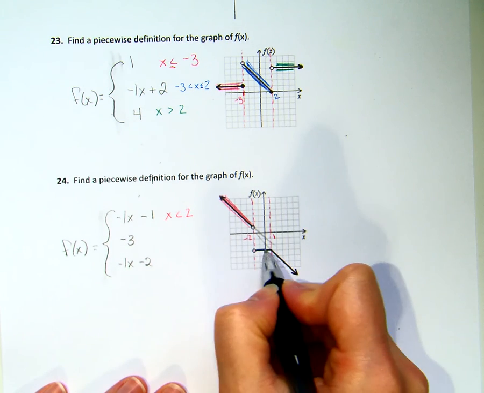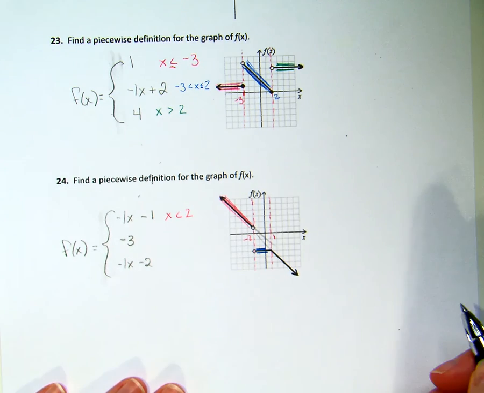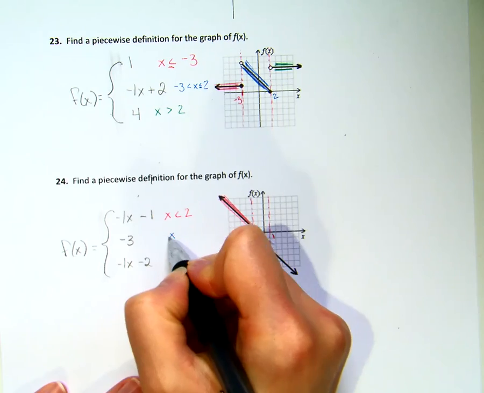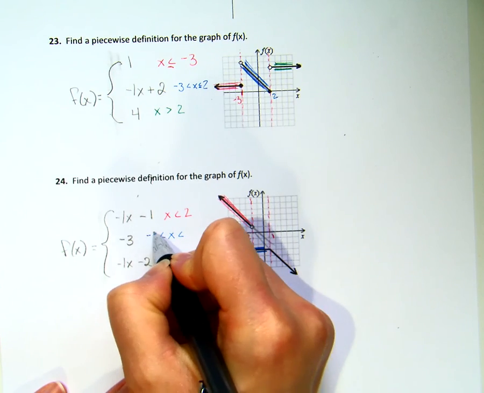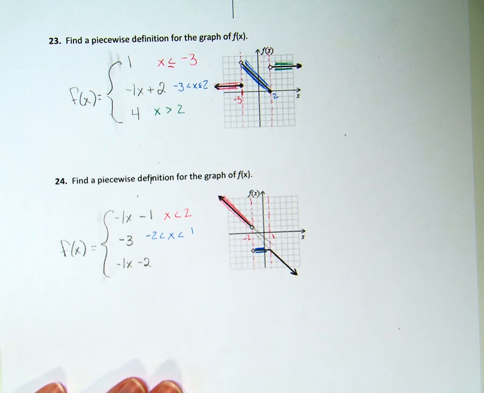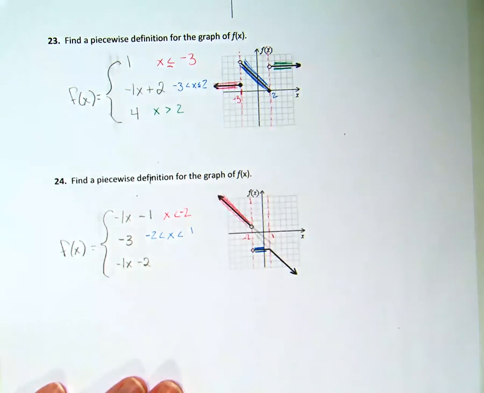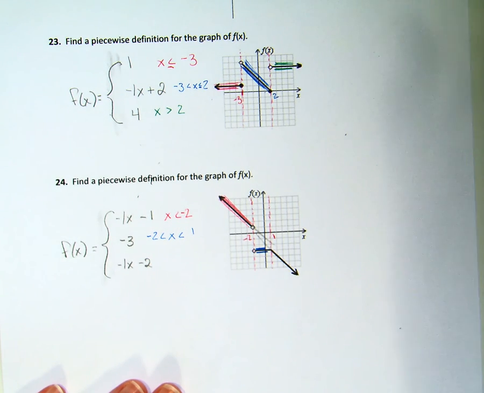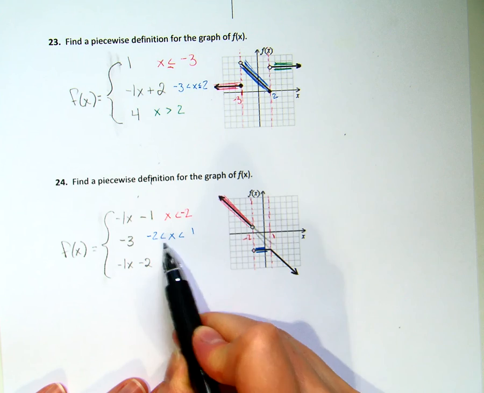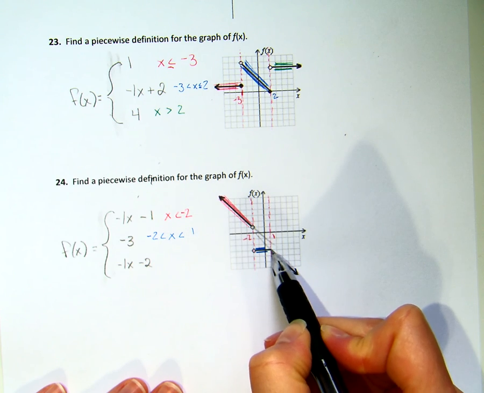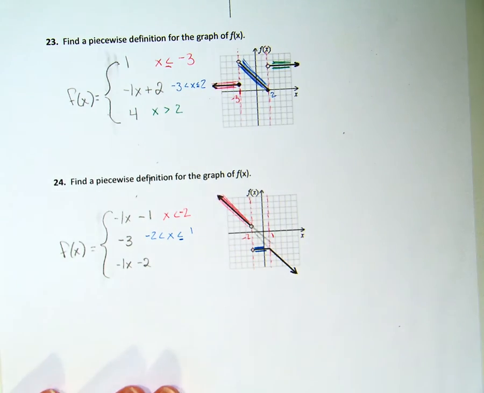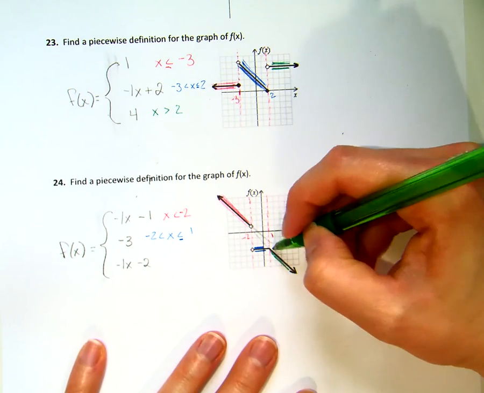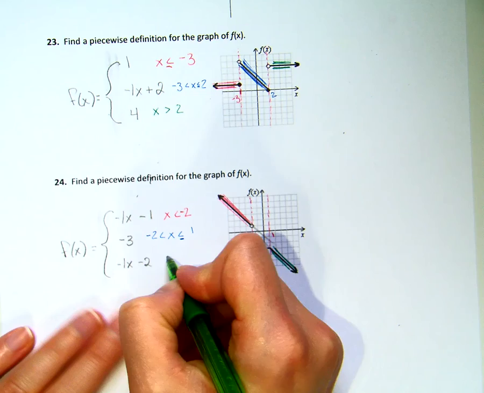My next piece is in between those two. So I'll say that x is between -2 and +1. And whoops, I missed my negative here. Sorry. I've got an open circle on the -2, so that's a less than. But I've got a closed circle here on the 1, so I'm going to say an equal to. Finally, the last piece is where x is bigger than 1.